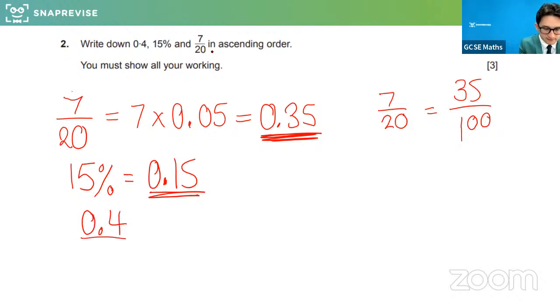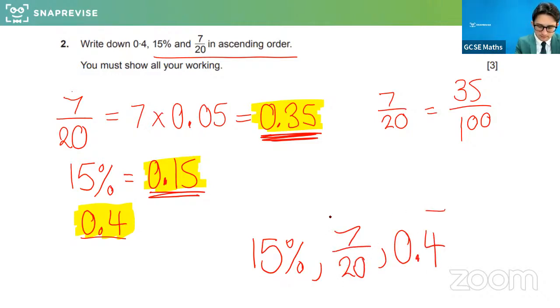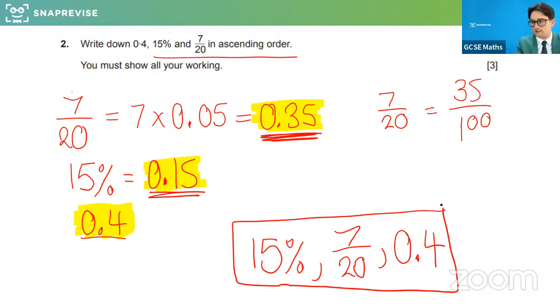So if I'm going to write these in ascending order, that means in increasing size, the smallest one is going to be the 15%, because these are now quite easy to compare. 0.15 followed by 0.35 followed by 0.4. So I think decimals are great for comparison, and that's why in the GCSE exam we want to be confident with decimal conversions, because it will allow us to compare quantities really easily, especially when they're all written differently like this. So 15% followed by 7/20ths followed by 0.4. That is the 3 values there written in ascending order.